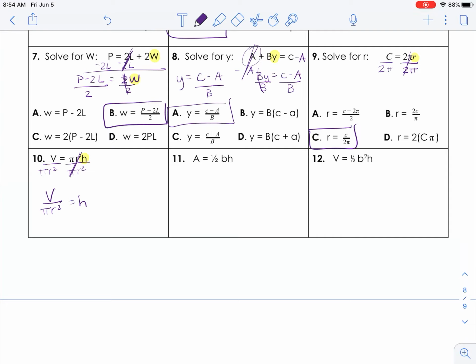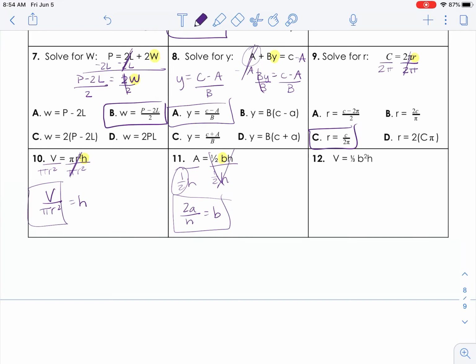Okay, so if I was looking for the height instead of volume, then I could rearrange it for whatever I need. So if we're talking about area and it says, well, what's the size of the base? Well, then you would need to rearrange it to where we're solving for base. So we would divide by 1/2 and h, which would get rid of those, and we would end up with 2a over h equals b, because if we divide by 1/2, that's like multiplying by 2. And then we've got that formula rearranged for b.